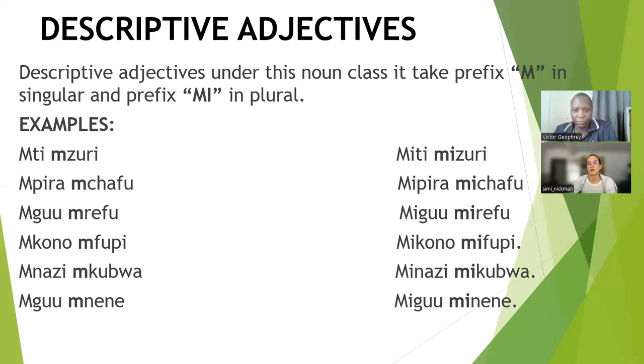Mpira mchafu, mipira michafu. Mguu mrefu, miguu mirefu. Mkono mfupi, mikono mifupi. Mnazi mkubwa, minazi mikubwa. Mguu mnene, miguu minene. What is mnene? Like fat or big. Mwembamba, miembamba. That's small or slim. Mguu mwembamba, miguu miembamba.